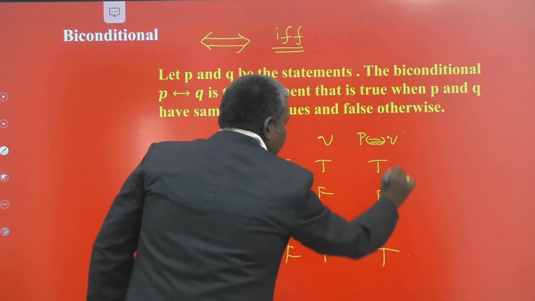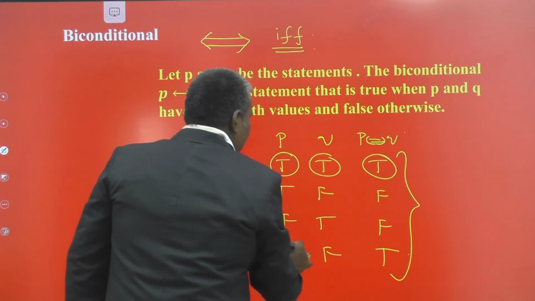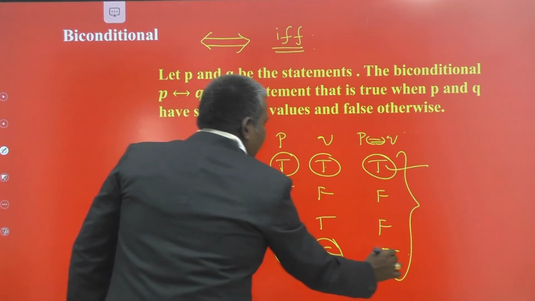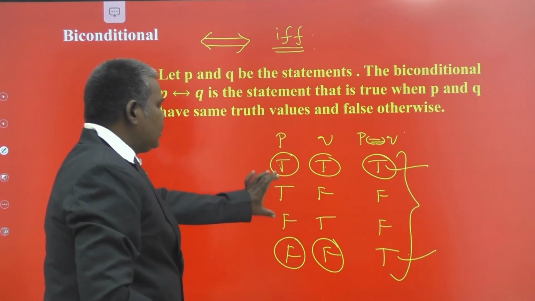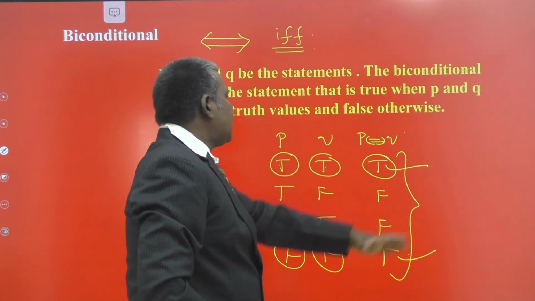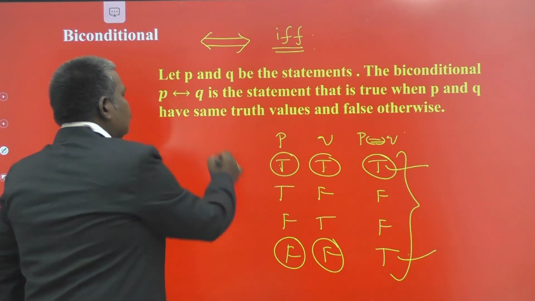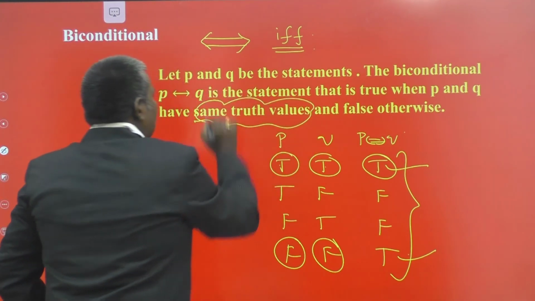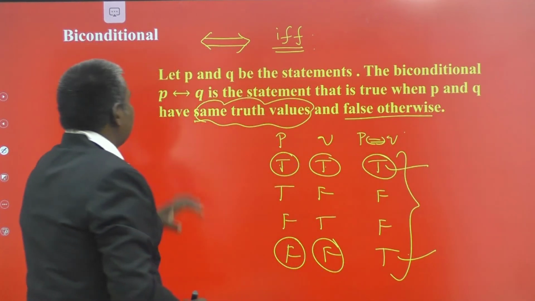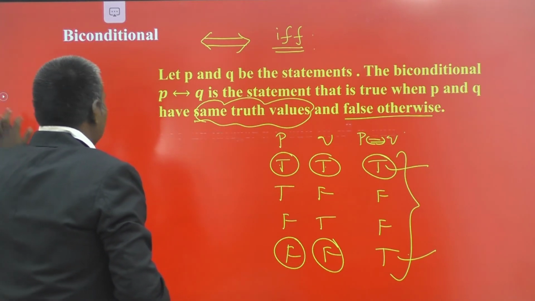If both have the same output, then the result will be true. See here, both are true, that is true. Both are false, that is true. In the other two cases, we have false. P bi-implication Q is true when P and Q have the same truth values, and it is false otherwise. This is the definition of the biconditional.